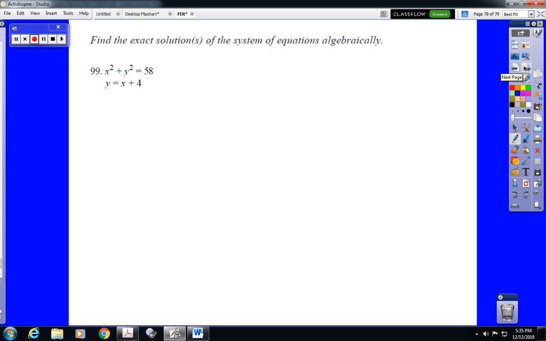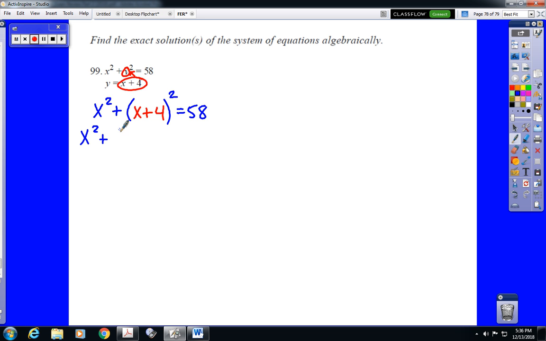Number 99. This is a circle and a line. So this is also a substitution problem. We are going to take x plus 4, and we're going to plug it in for y. Now this is going to be harder than the last one because of the squared. That will give us x squared plus the quantity x plus 4 squared equals 58.